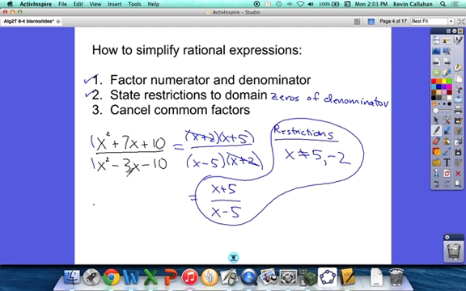Now, can you cancel the 5s? Can you cancel the x's? No. Right? Those are terms, not factors. So you're done. That's the last step there. So check, check, check. Factor the numerator, factor the denominator, state the restrictions, cancel the common factors.